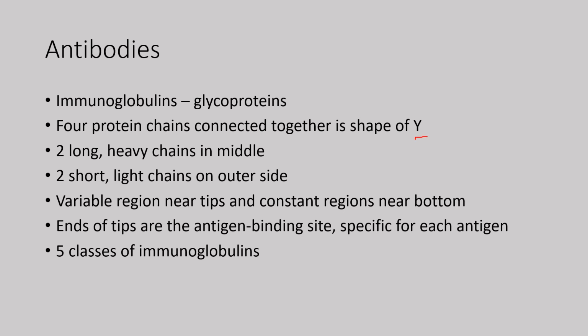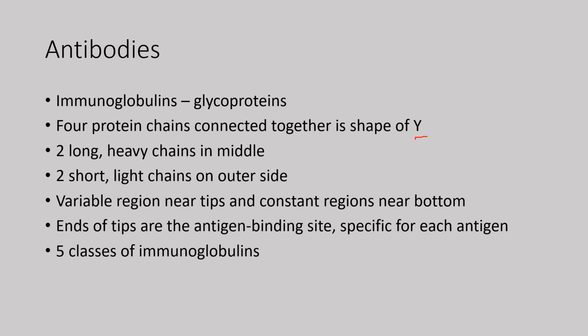You have 4 protein chains. You have 2 long chains. They're referred to as heavy chains in the middle. So they go from the very tips of the Y all the way down to the base. They're long and they're referred to as the heavy chains. Think of them as they're long, they weigh more, so they're heavy.